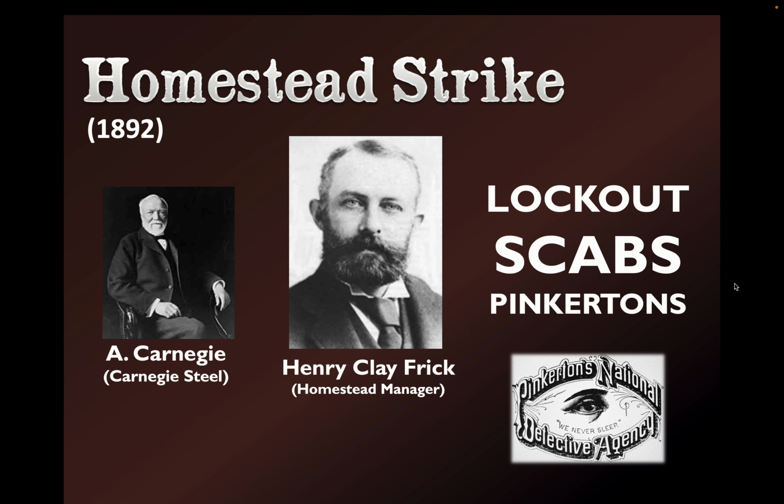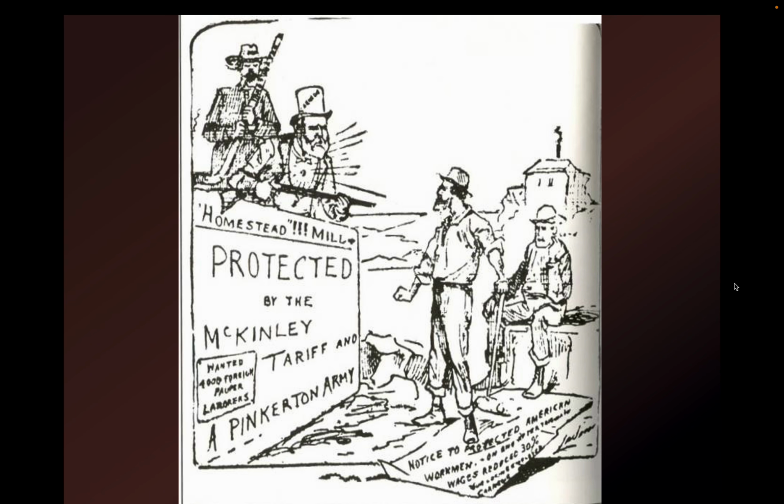So Andrew Carnegie and Henry Clay Frick were the people of note. So Carnegie over Carnegie Steel, which you guys will learn about more a little bit later on. They used lockouts, scabs, and Pinkertons during this. So the Homestead Mill was protected by the McKinley Tariff and Pinkerton Army.